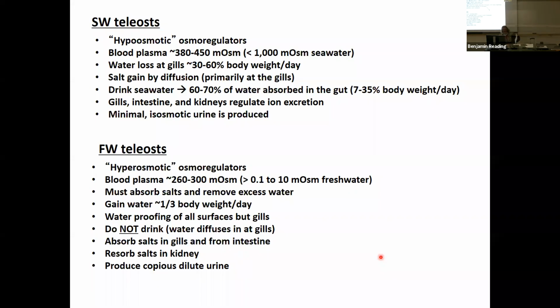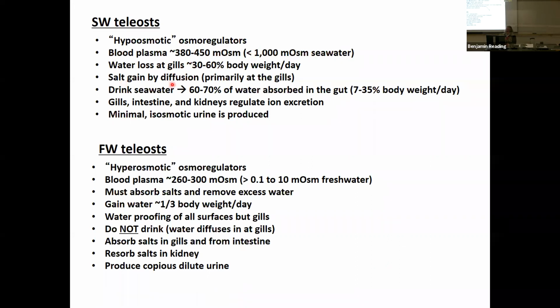Now, saltwater teleosts are what we call osmoregulators. They are hypoosmotic osmoregulators. Their blood plasma, again, is about 380 to 450 milliosmoles, which is less than that of seawater, meaning that they lose about 30 to 60% of their body weight per day in water. And this is lost over the gills. That's how fast they're dehydrated. When I say saltwater environment is a desert, that's what we're talking about.